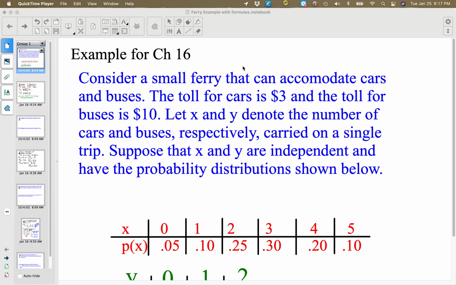I want to do some examples from chapter 16. This is combining random means and variances of random variables. So hopefully you have this copy of the notes to help you out a little bit.